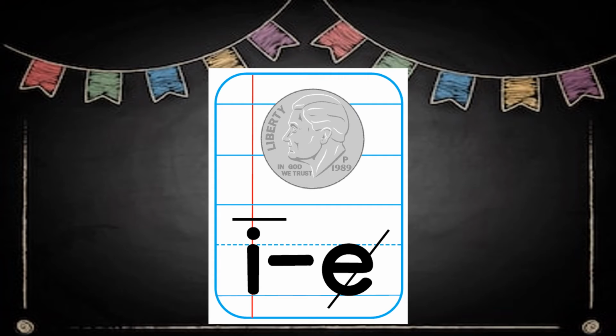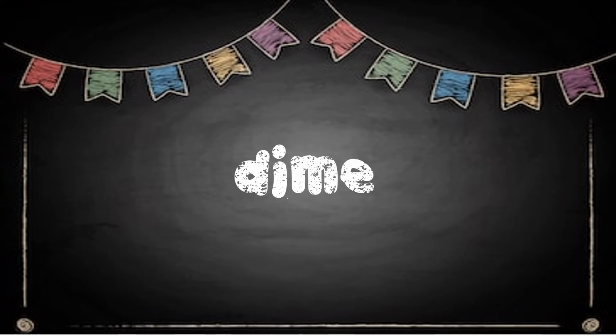We have a new keyword. When we see this picture, we're going to say dime, I. Let's practice coding the word dime. Does it have a sneaky E at the end? Let's cross it out because it is silent. And remember, sneaky E sneaks behind the consonant to make the vowel say its name. So we code the I with a macron.